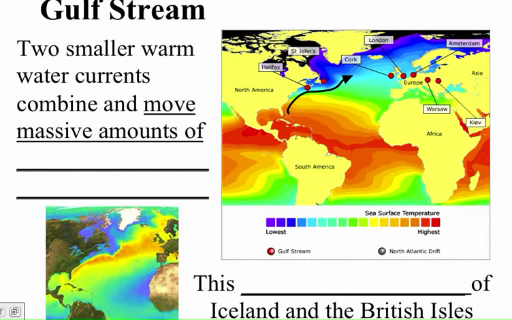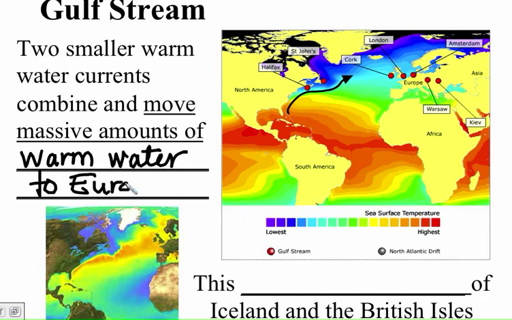So we see those two smaller warm water currents combine together to bring all kinds of warm water and warm ocean currents to Europe. And as that warm Gulf Stream continues its path hitting these European cities, what we see is warming of the shores of the British Isles, or that Western Europe area.